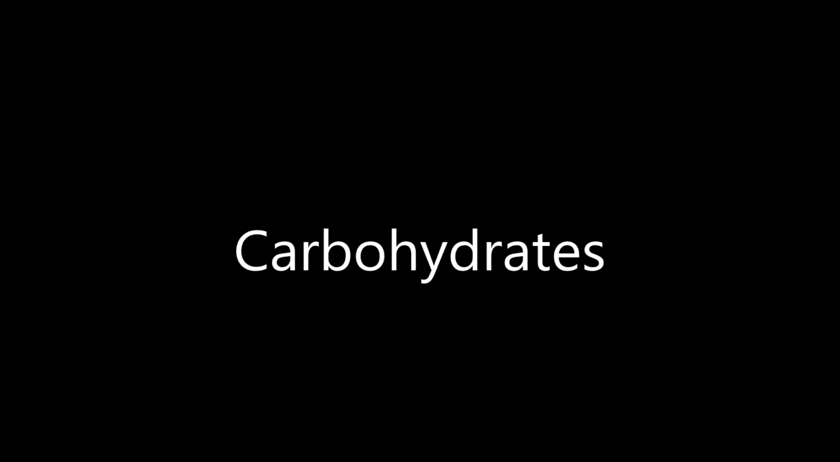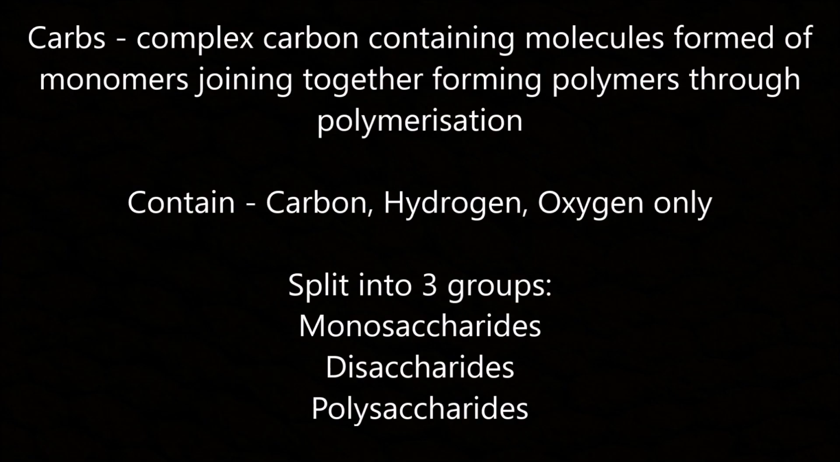Our third topic is going to be carbohydrates, and it's our first major topic. Carbs are complex carbon-containing molecules formed of monomers joining together, forming polymers through polymerization. They contain carbon, hydrogen, and oxygen only, and they're split into monosaccharides, disaccharides, and polysaccharides.